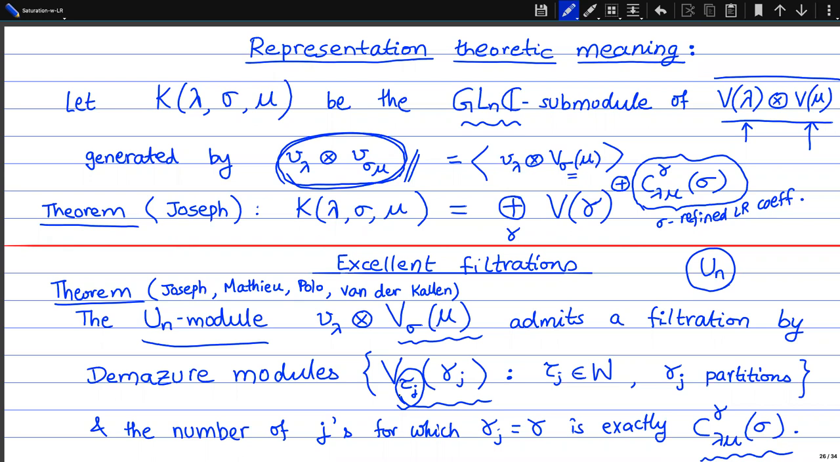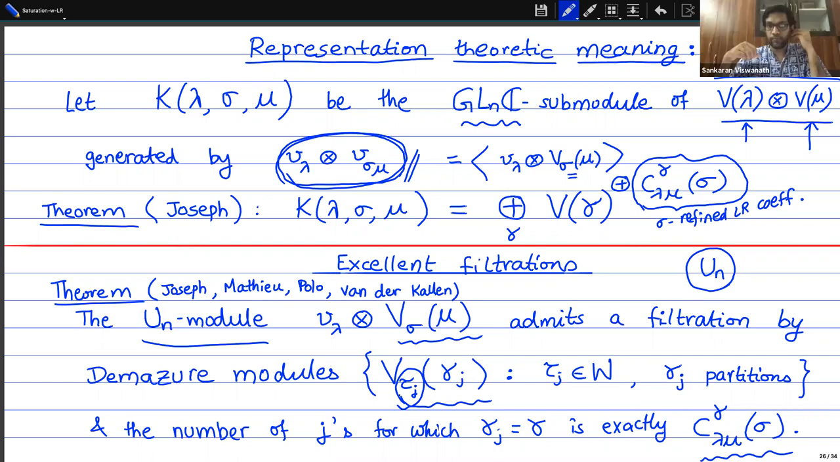Viswanath? Yeah. If you take a generalized Demazure module in this Joseph theorem on excellent filtrations, is there a notion for the generalized Demazure module? For me it's different, because there it's the cohomology of Schubert varieties. Maybe it's the same as your definition of generalized Demazure module, where you take not just a twofold but a multifold tensor product. Yeah, exactly.